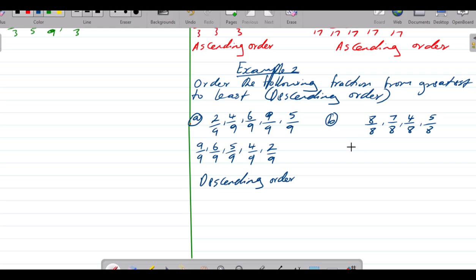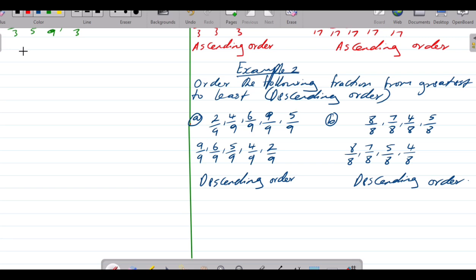Now let's take the next question. Let's also arrange this in descending order. This is going to be 8 over 8, 7 over 8, 5 over 8, 4 over 8. So we've just arranged this in descending order as well. So this is how to arrange fractions with like denominators.